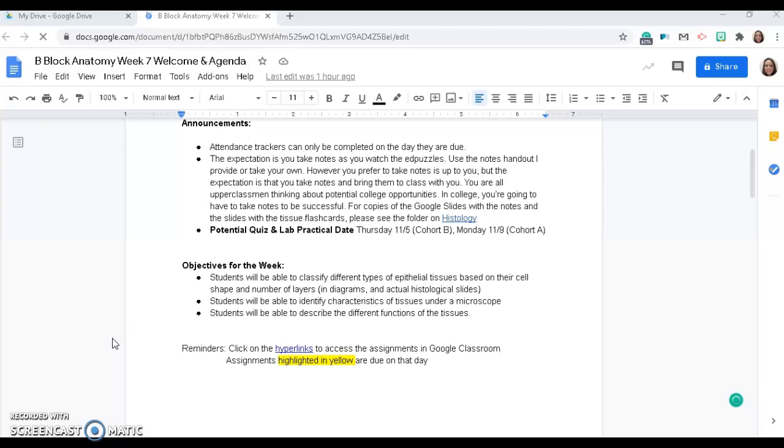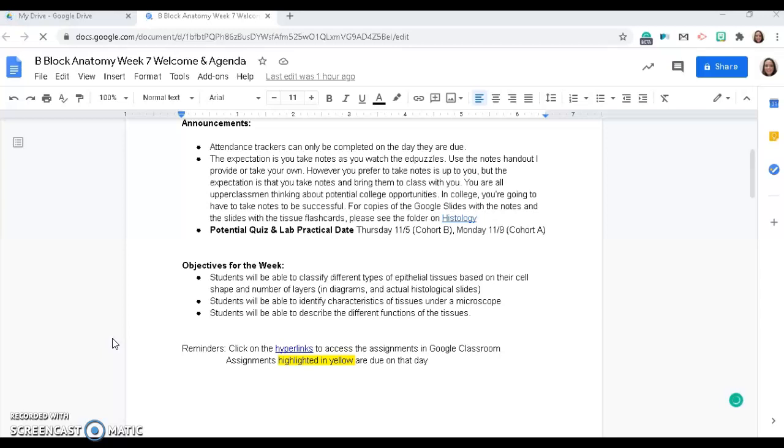You are upperclassmen thinking about potential college opportunities. When you go to college, you are going to have to take notes in order to be successful. So take notes. They'll help you with your studying later on, and it helps you remember stuff.